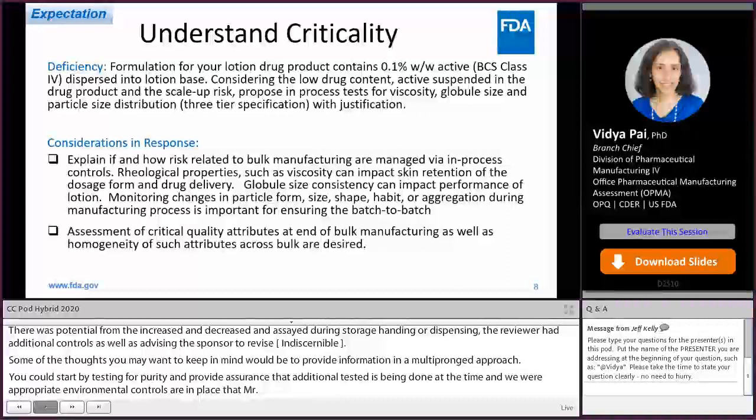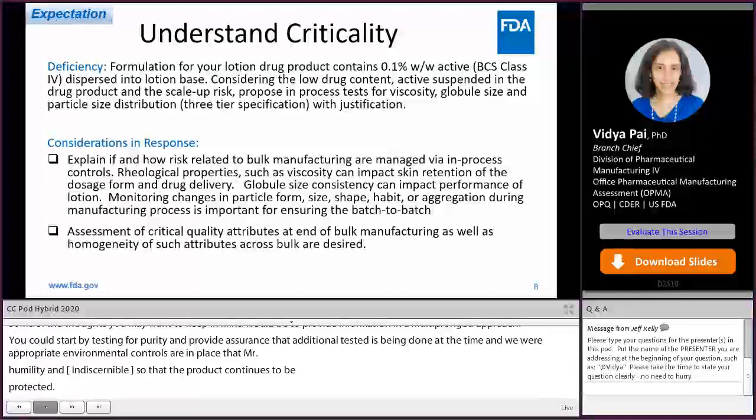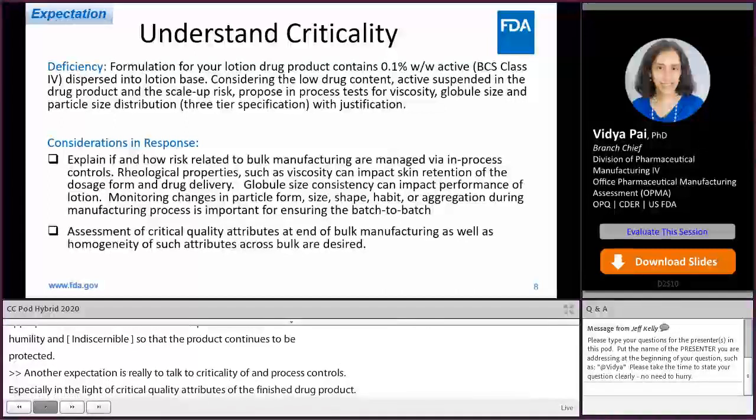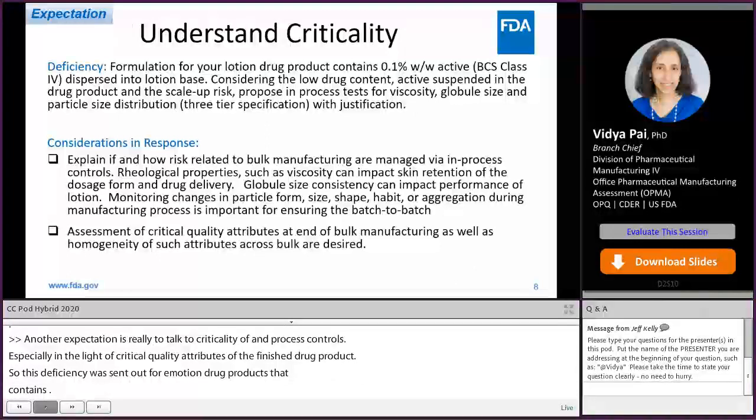Another expectation is really to give due thought to criticality of in-process controls, especially in the light of critical quality attributes of the finished drug product. So this deficiency was sent out for a lotion drug product that contained 0.1% of a poorly soluble active dispersed into a lotion base. Considering the low drug content and the suspended active, the reviewer was seeking additional assurance around dispersed particle size distribution and tests for viscosity and globule size.